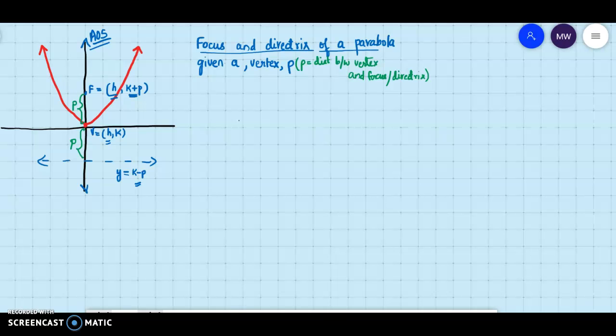So if you really think about it, this is how it's going to show up on a problem. They have to give you a, which is the leading coefficient. So let's say I gave you that a is going to be positive.